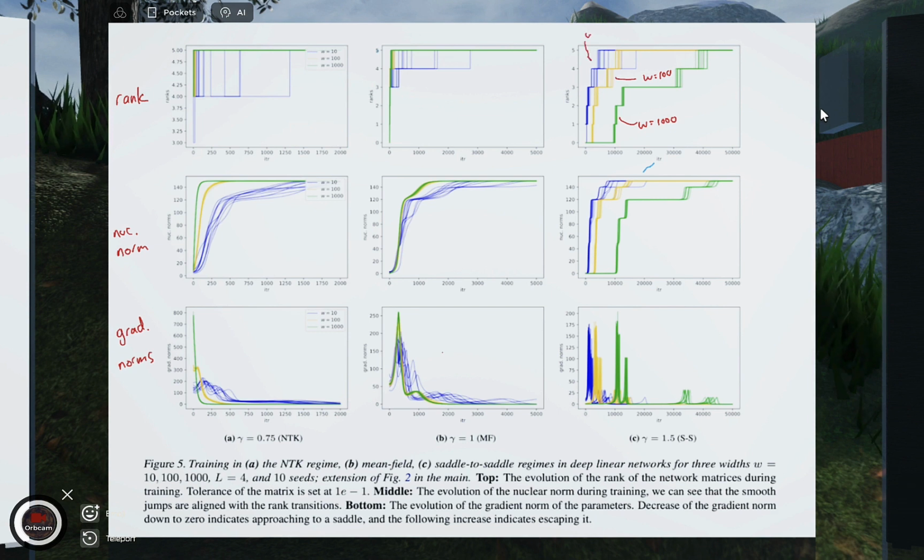No, what I mean is that in the first column, the width 10 and width 1000 are much more similar than they are in the third column. Okay. So that is the justification for why gamma less than 1 is sort of the NTK regime, right? Because nothing changes qualitatively.